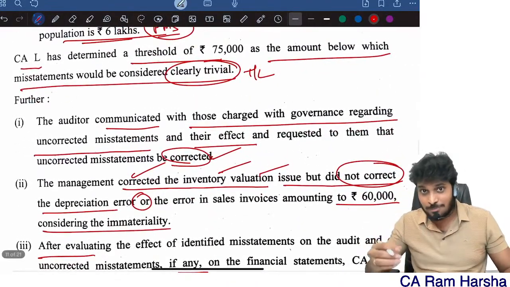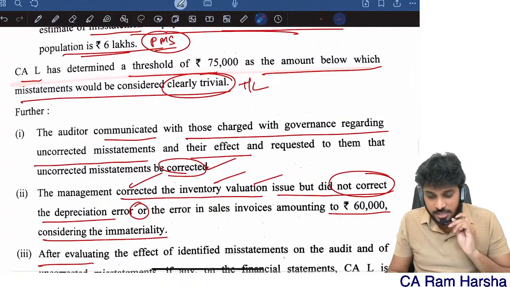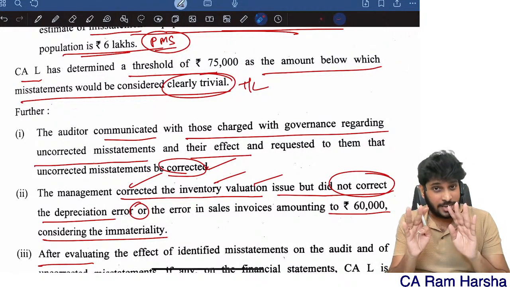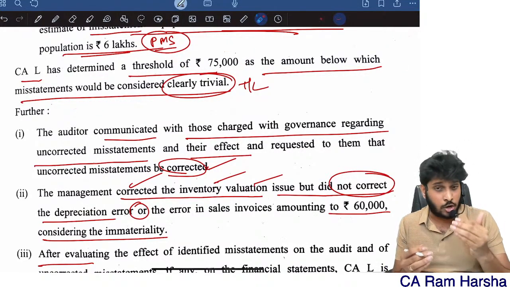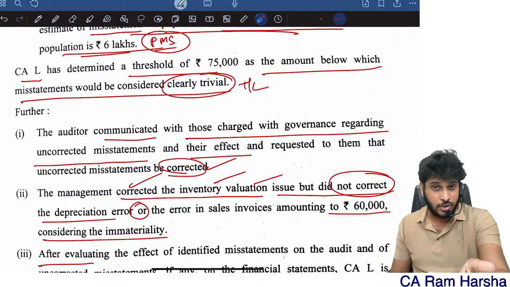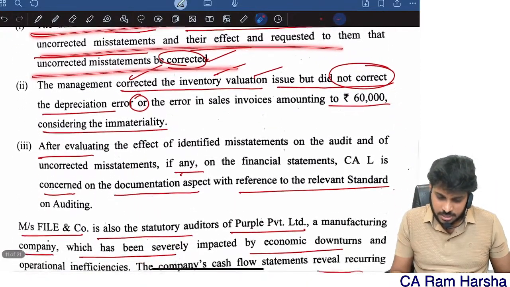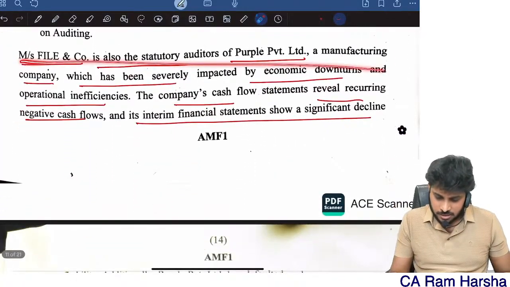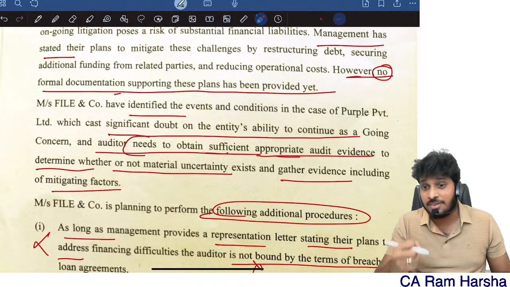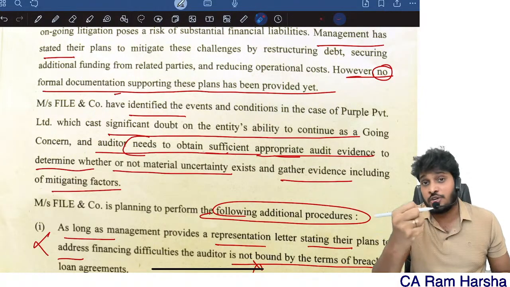So the question is also a 450-related question. Next, CAL has determined a threshold of 75,000 below which is the triviality level. On the entire 450, 2 or 3 questions were asked, almost 4 to 6 marks, in a newly added standard. I already uploaded a 1-hour video on 450. The auditor communicated regarding misstatements and their effect, that's fine. This is also not required. I already analyzed the entire question, so I'm just giving you the answer, assuming that you already saw the entire question.